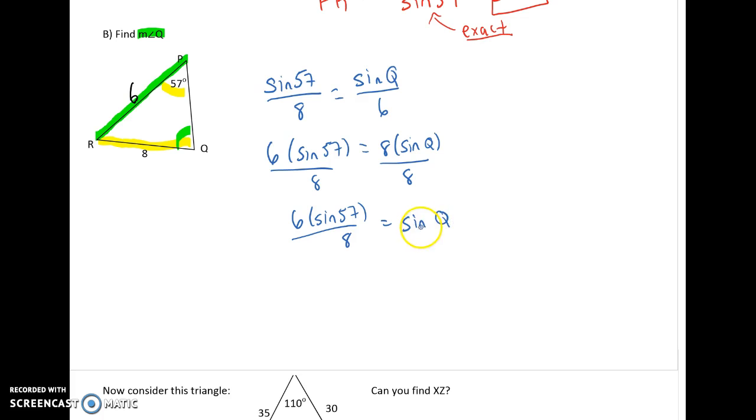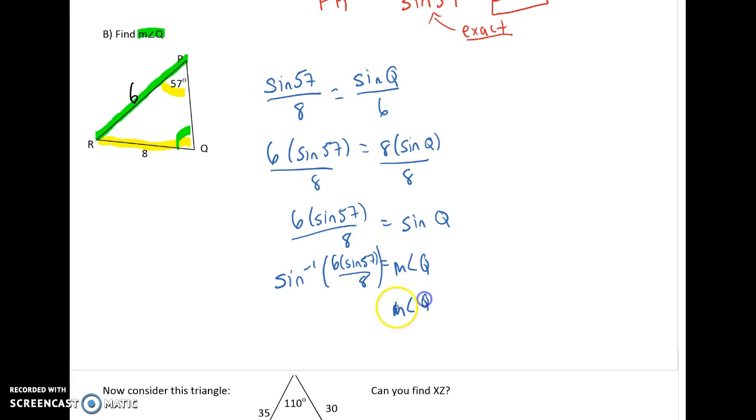Remember, how do you get rid of the sine but keep q on the side? Well, remember that's where the inverse function comes in. So the measure of angle q is equal to the inverse sine of 6 times sine 57 over 8. And then you can throw that into your calculator. All right, let's go ahead and round to the nearest degree.